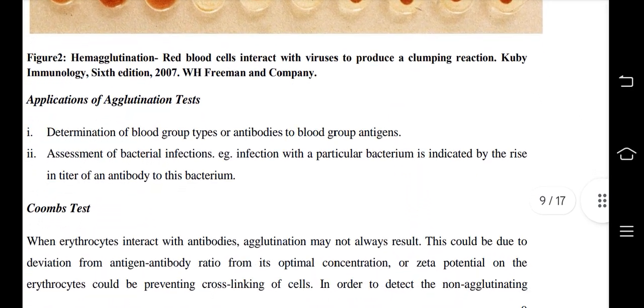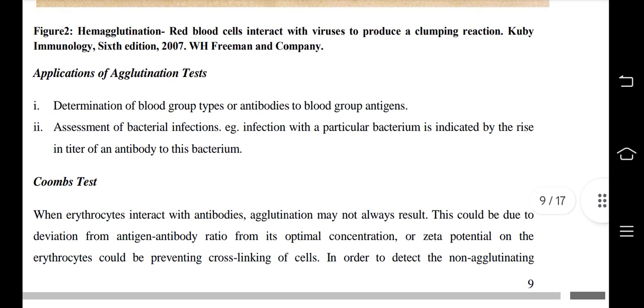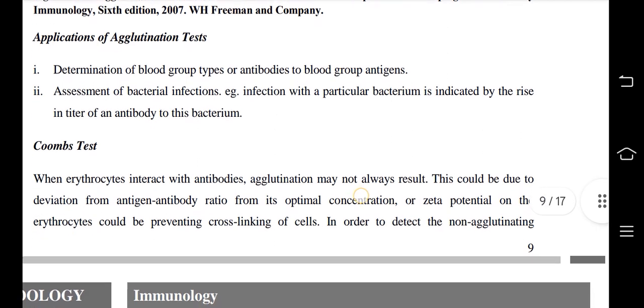Application of agglutination tests. Determination of blood group types or antibodies to blood group antigens. Assessment of bacterial infections. Infection with a particular bacterium is indicated by the rise in titer of an antibody to this bacterium. Next, the Coombs test.